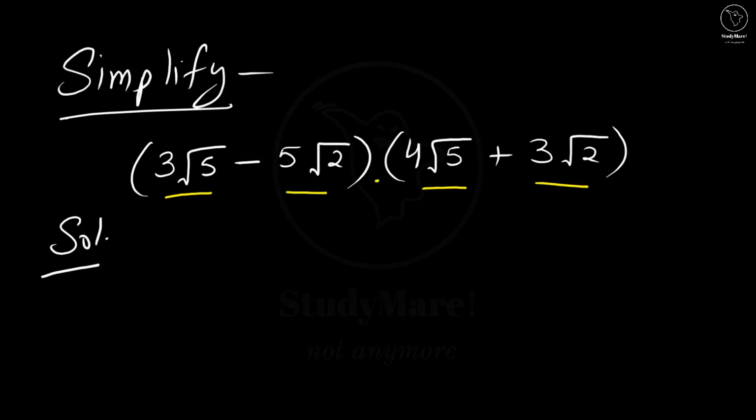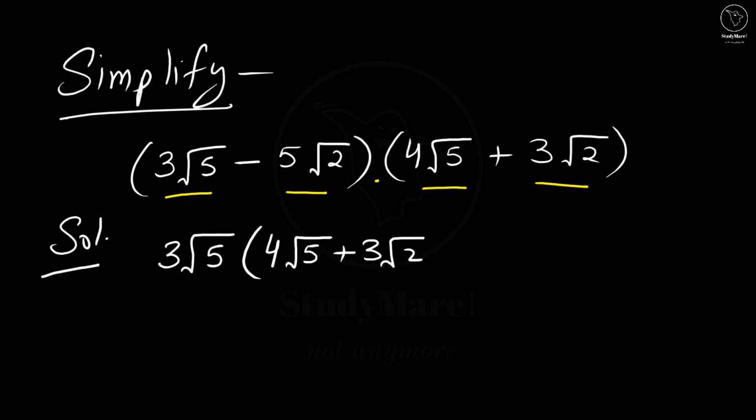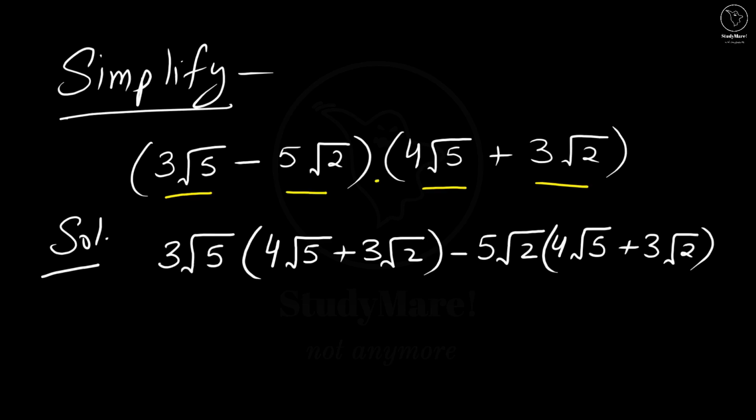So what we do is, we take the first term 3 root 5 multiplied by the second expression, which is 4 root 5 plus 3 root 2. Then we pick up the second term from the first expression, which is minus 5 root 2 multiplied by the second expression, which is 4 root 5 plus 3 root 2. Now we have to simply expand and solve this.